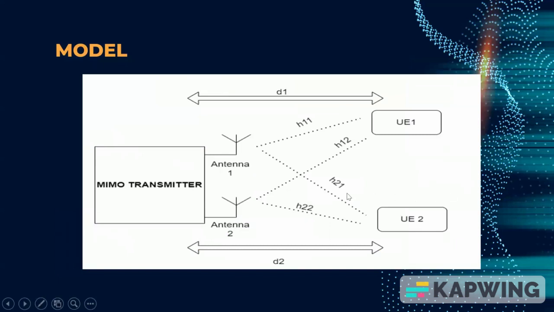So this is the system model. As we can see, this is a MIMO transmitter. It is nothing but multiple input, multiple output. There will be two antennas and each antenna will be sending information to both user 1 and user 2. Here user 1 is at a farther distance than user 2. So user 1 we have considered as a weak user and user 2 is considered as a strong user.